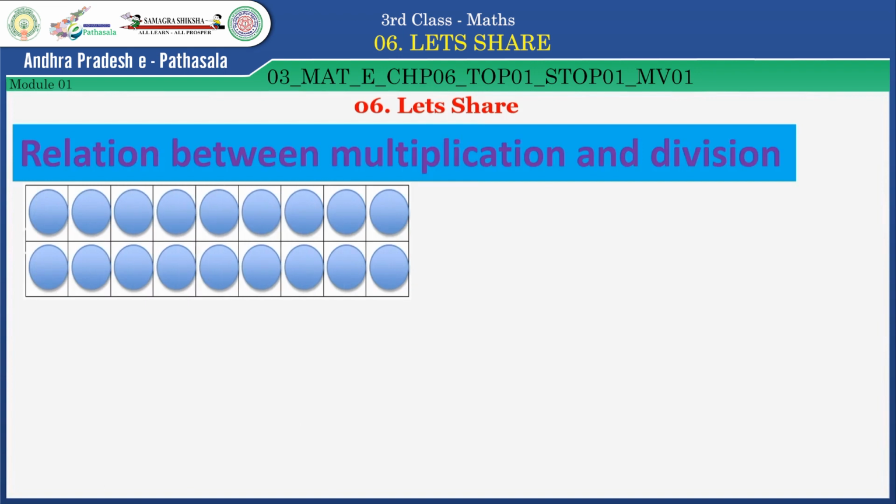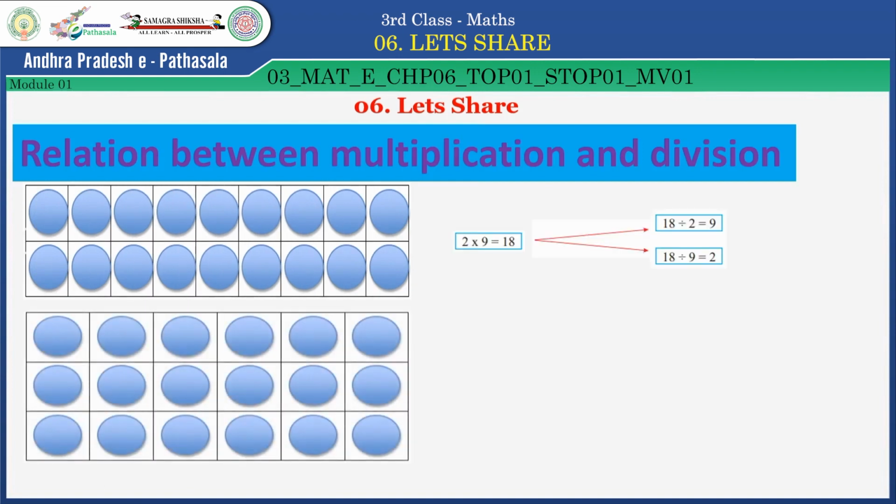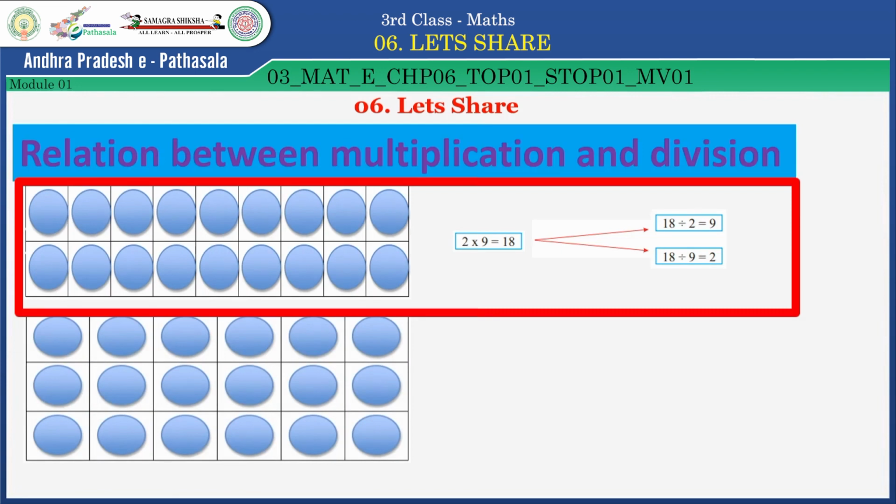Relation between multiplication and division. Look at the picture. Here the multiplication fact is 2 into 9 is equal to 18. 2 9s are 18. For this multiplication fact, the first division fact is 18 divided by 2 is equal to 9. And the second division fact is 18 divided by 9 is equal to 2.